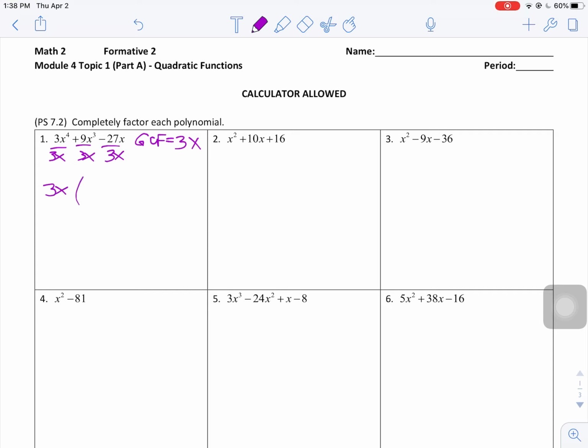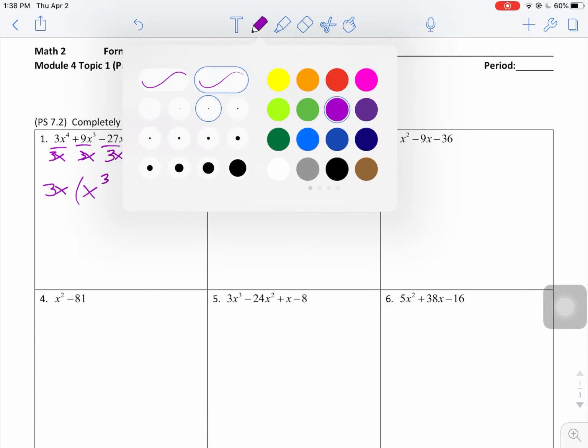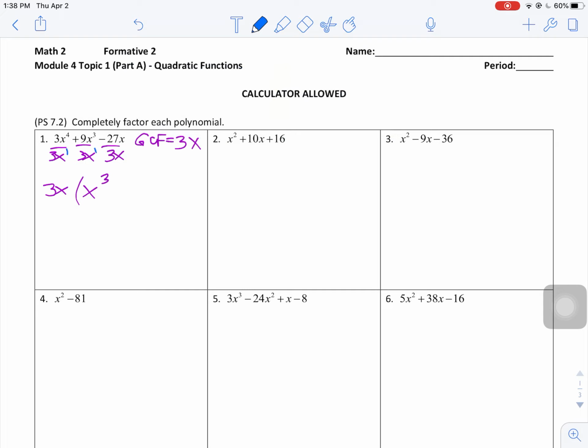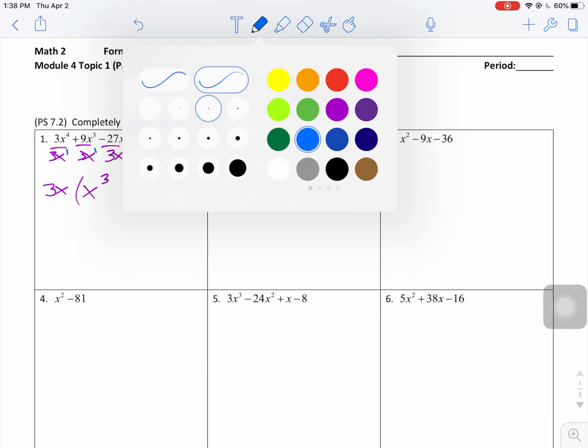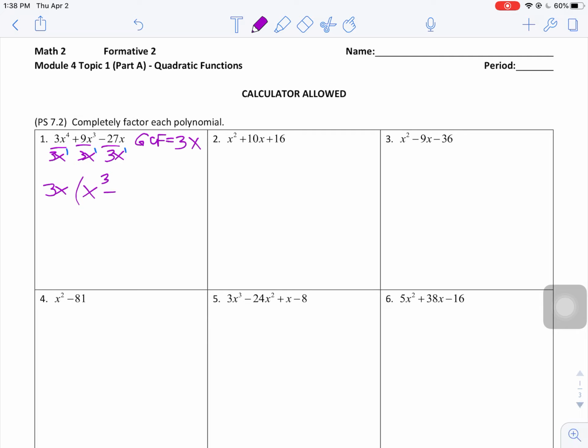So 3 divided by 3 cancels out. X to the 4th divided by x is x to the 3rd, because remember there's an invisible 1 as the exponent on all those x's, and when you're dividing like bases, you subtract the exponents. Then 9 divided by 3 is 3. X to the 3rd divided by x is x squared, because 3 minus 1 is 2. And then in the back, negative 27 divided by 3 is negative 9. X divided by x cancels out.